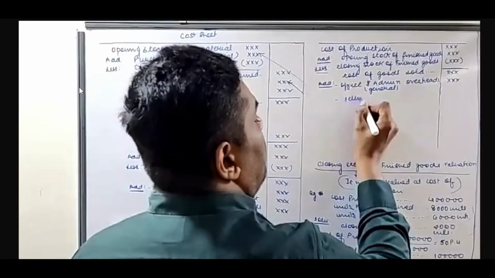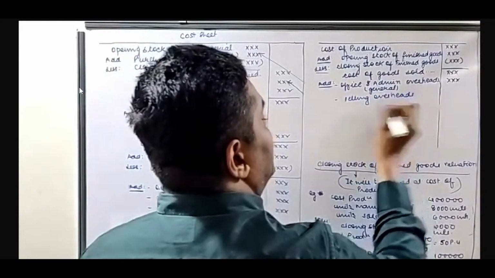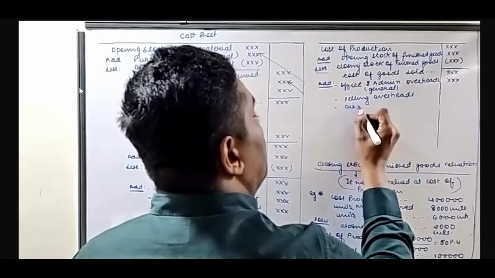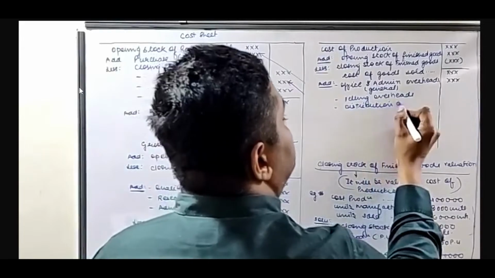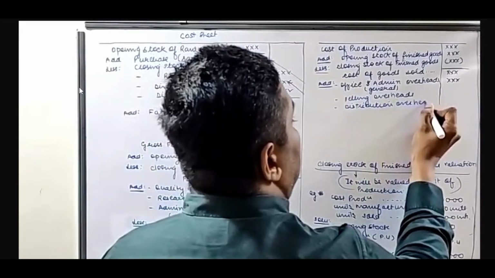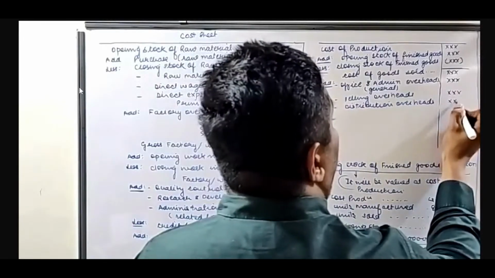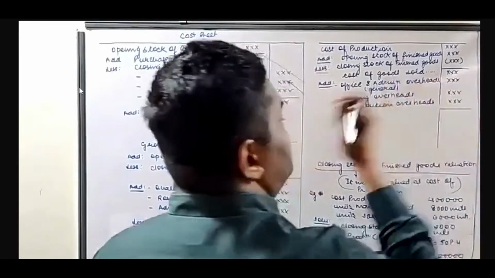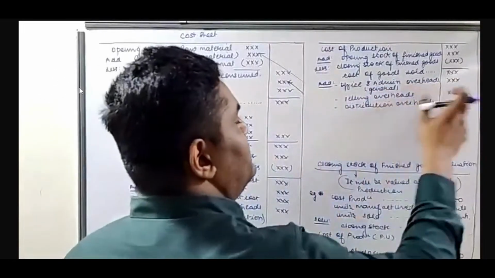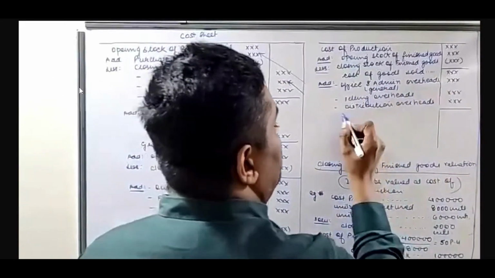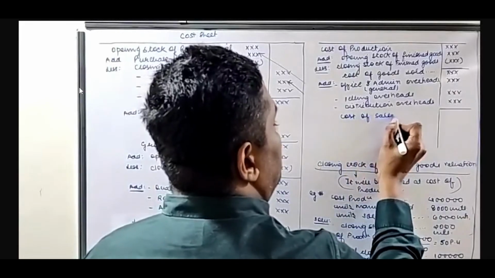Then selling overheads, distribution overheads. So in this cost of goods sold, we have to add all the office and administration overhead, selling overhead, and distribution overhead. The final figure we'll get is cost of sales.